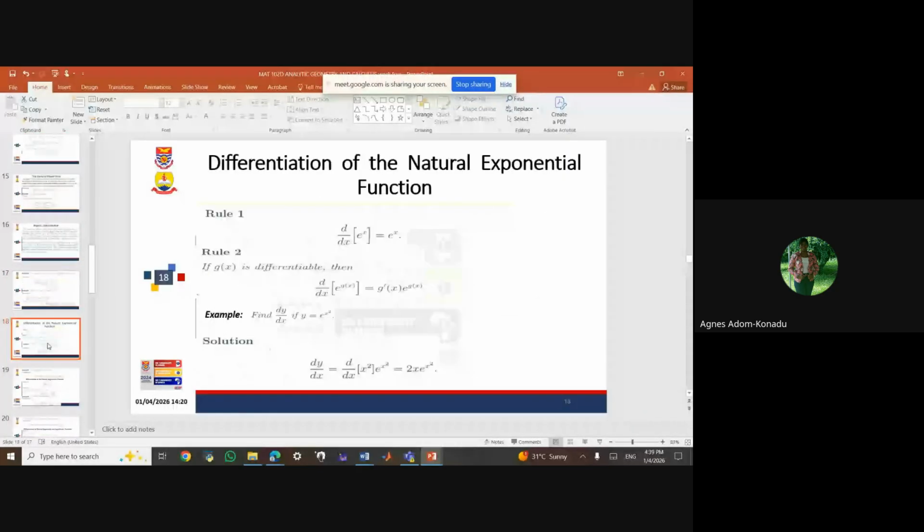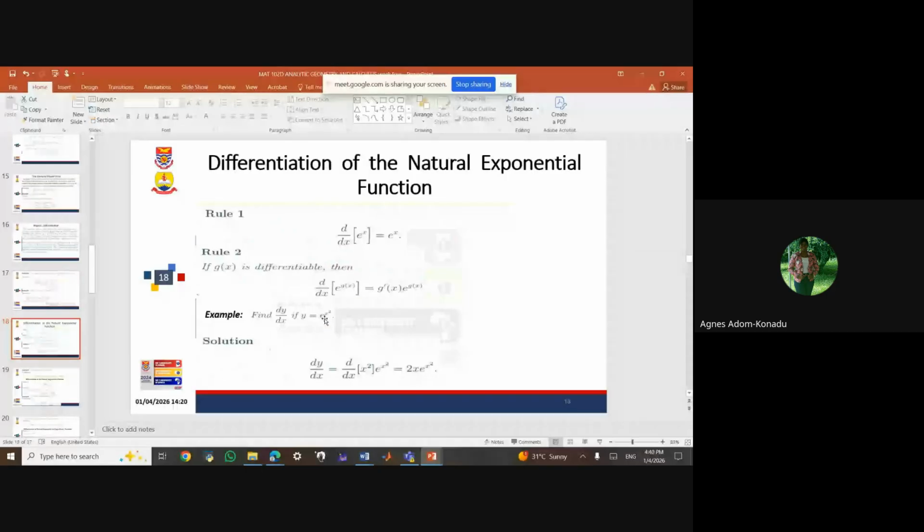Then we have differential of natural exponential functions. The first rule says that when you differentiate e to the power x, we are supposed to get e to the power x. But when you differentiate e to the power g of x, you're supposed to get differential of g of x times e to the power g of x.